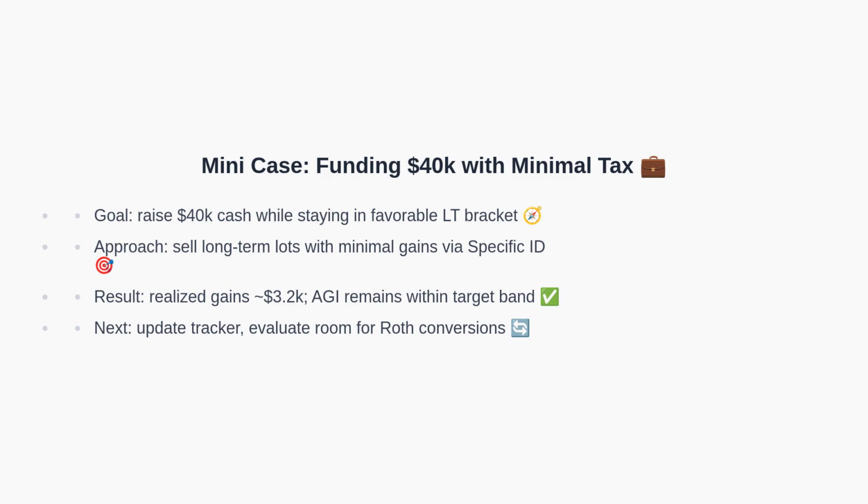In this mini-case, the goal is to raise $40,000 in cash while staying in a favorable long-term capital gains bracket. The approach is to sell long-term lots with minimal gains using specific ID. After previewing the order, the estimated realized long-term gains are approximately $3,200. Once you log the realized gain and update your adjusted gross income tracker, you confirm that you remain within the desired bracket. After executing the sale, you rebalance and then evaluate whether you have room for any Roth conversions.